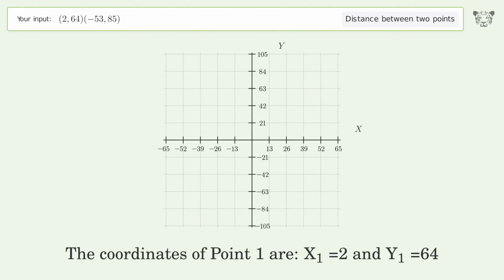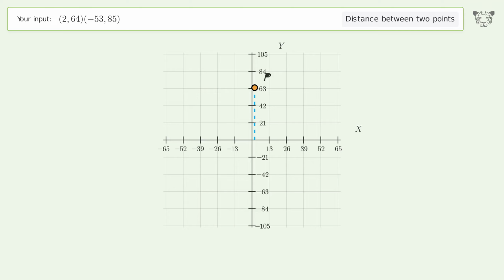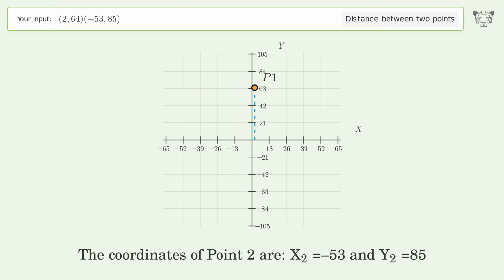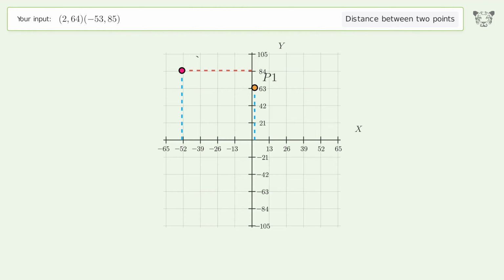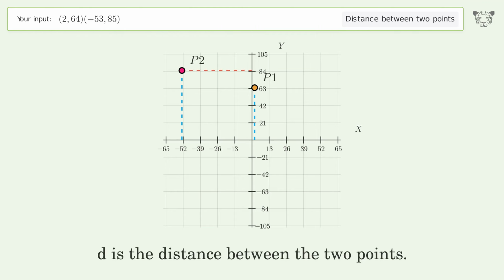The coordinates of point 1 are x1 equals 2 and y1 equals 64. The coordinates of point 2 are x2 equals negative 53 and y2 equals 85. D is the distance between the 2 points.